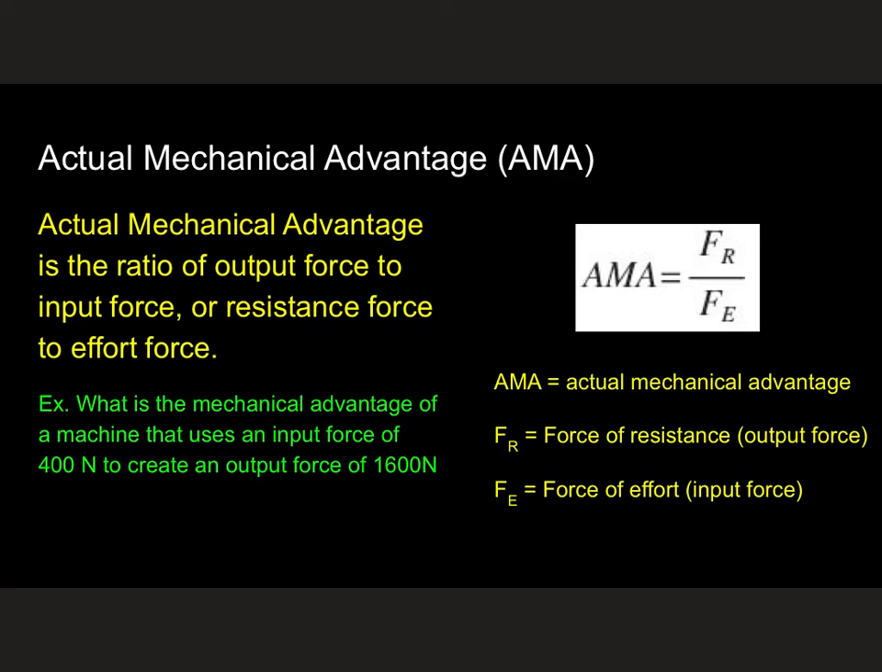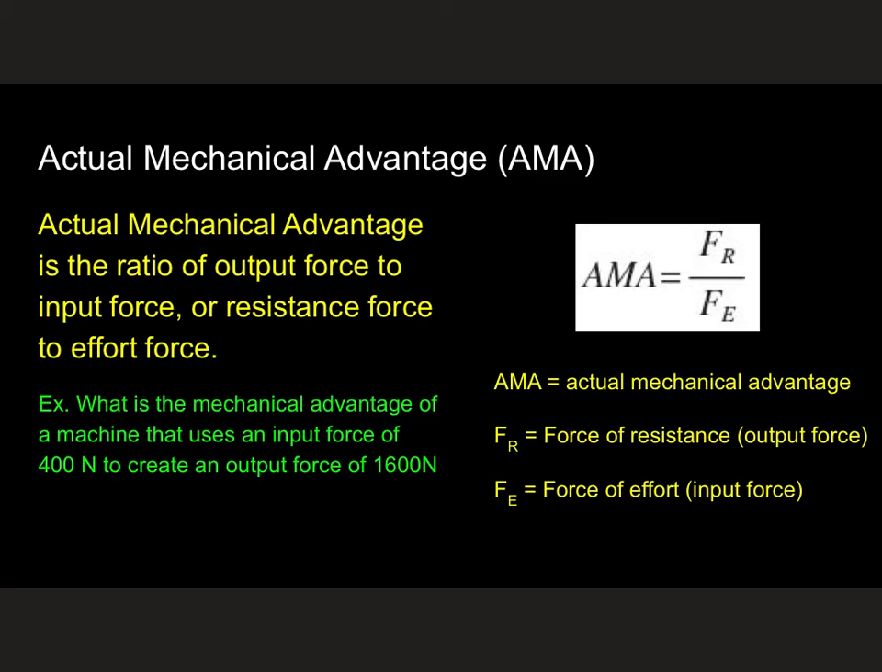With this, you need to think about the fact that it's a force of resistance. That's what the R stands for, the output force, okay? So how much force you get out of your machine as opposed to how much force you put in, which we call the force of effort. So think your effort's what you put into things. Resistance is what you get out, okay? So the force out divided by the force in will give you your actual mechanical advantage.